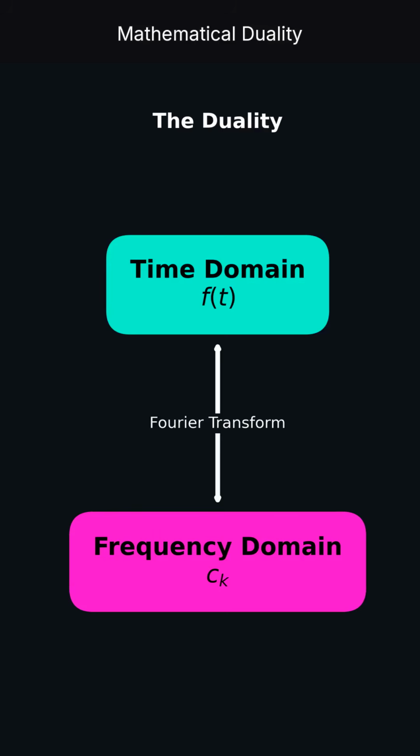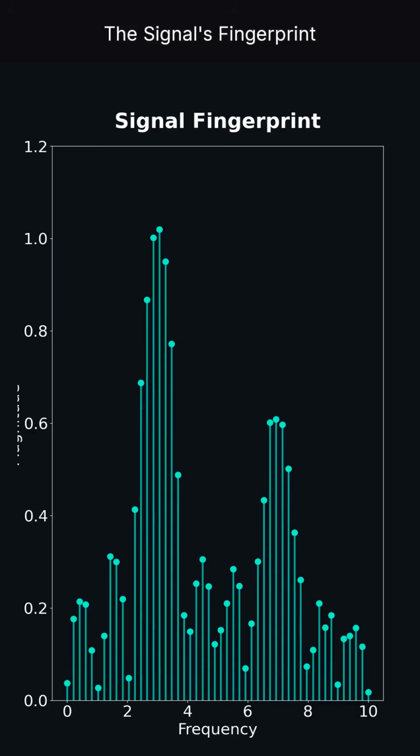This reveals a beautiful duality in mathematics. The time domain and the frequency domain are just two sides of the exact same coin. Neither is more real than the other. Every unique signal has a unique frequency spectrum. You can think of this spectrum as the signal's mathematical fingerprint.